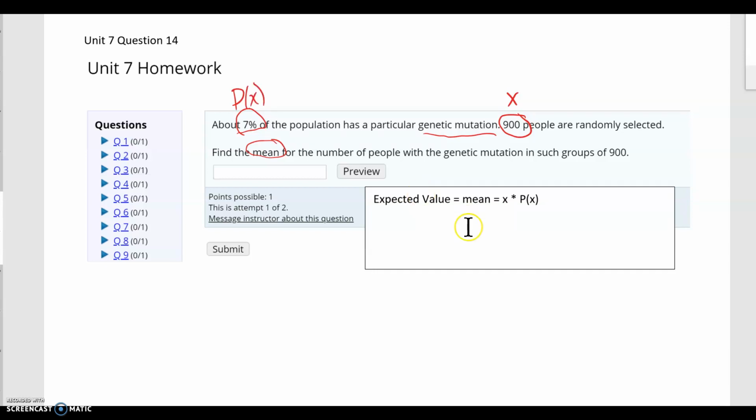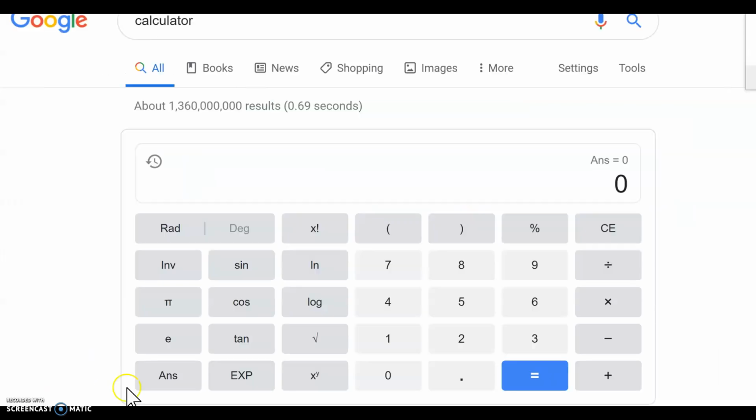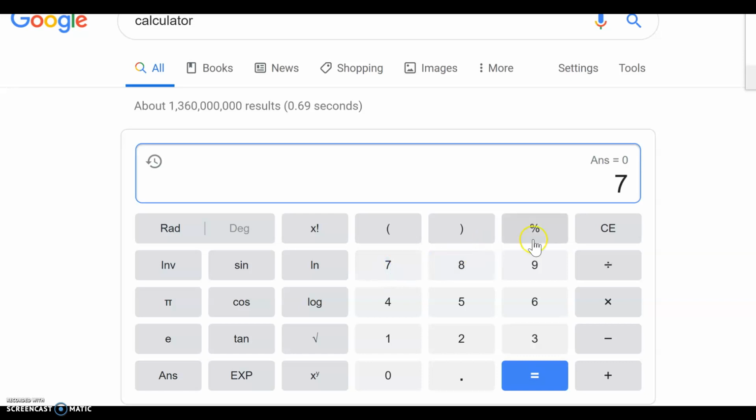Okay, so what I'm going to do is just type this into a calculator. So here's my calculator, and I just did, if you notice here, I just did search for calculator in Google, and you get this one, which is nice because I can put percent signs in. I don't have to worry about converting it to a decimal. So I do 7% times 900.